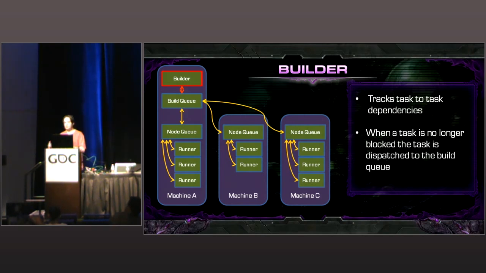So a Sanity cluster includes a master and any number of workers. This is what the different components look like in a running system. The first key process is the builder, which just keeps track of tasks that are either running or blocked by another task. It's very similar to a call stack.